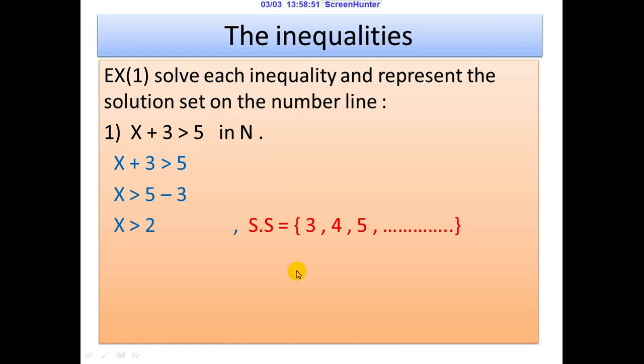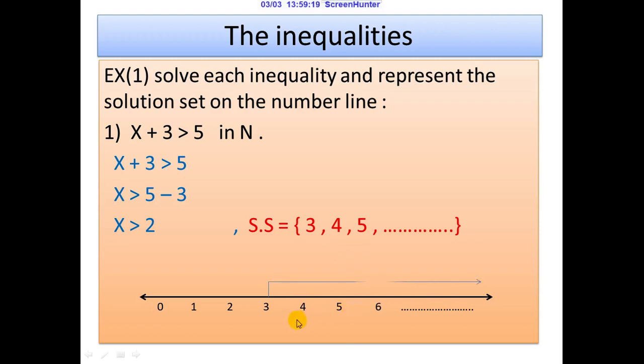As we have learned before, we draw the number line like that and divide it: 0, 1, 2, 3, 4, 5, 6, and so on, and make a sign on number 3 like that. And because we have numbers more than 2, we must make an arrow in this direction. It means we take all numbers more than 2 in set N, like that. Let's see more exercises to understand this lesson.